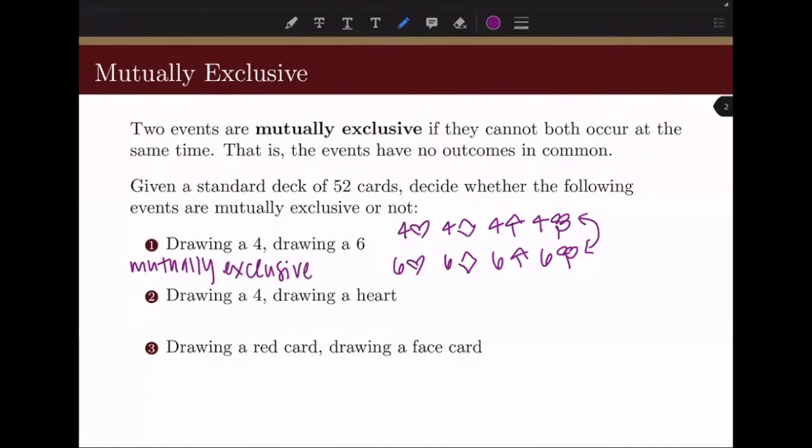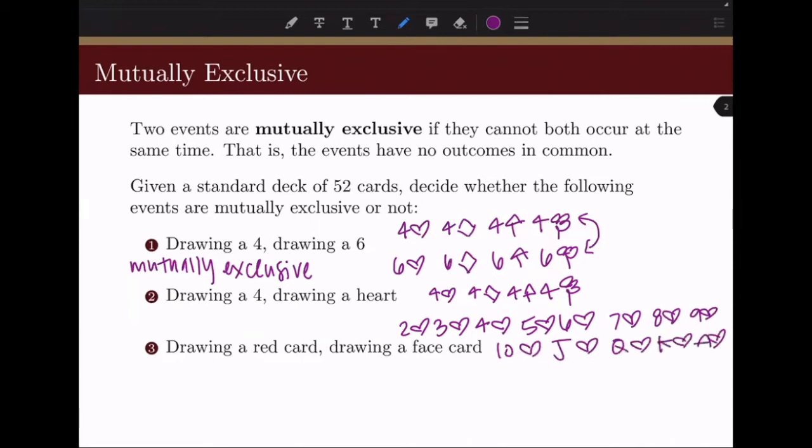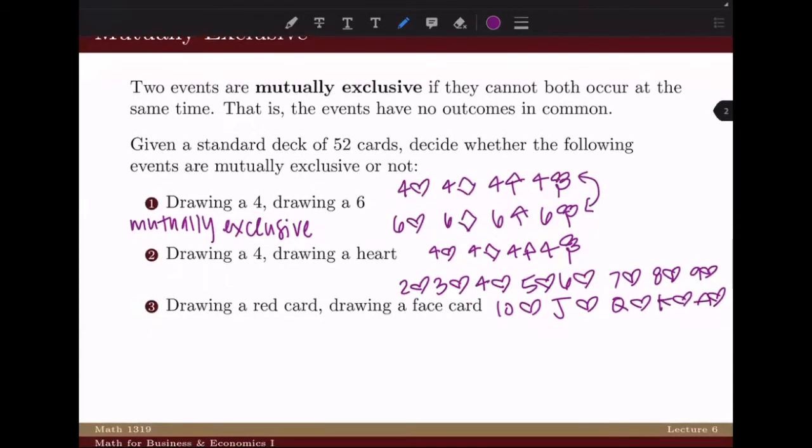All right, next we will do drawing a 4 or drawing a heart. If you draw a 4, you could draw these same ones again. And if you draw a heart, you can choose from these 13 options. So we can see that drawing a 4 and drawing a heart does have one card in common, which is the 4 of hearts. So these would not be mutually exclusive.